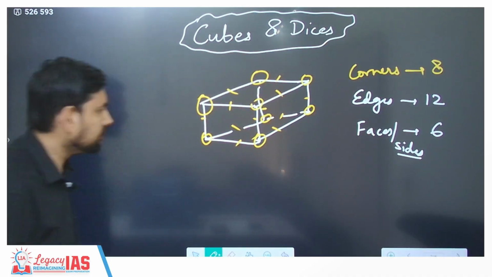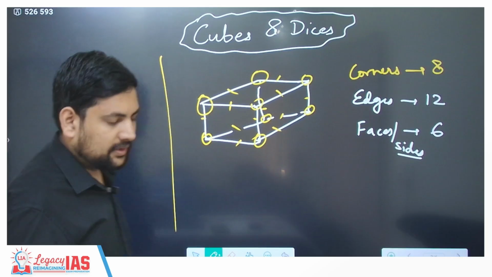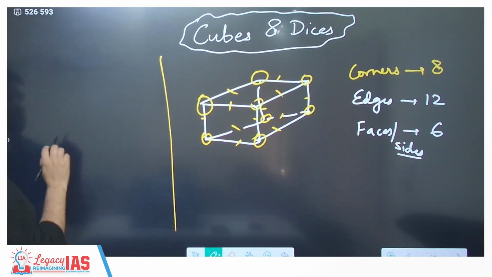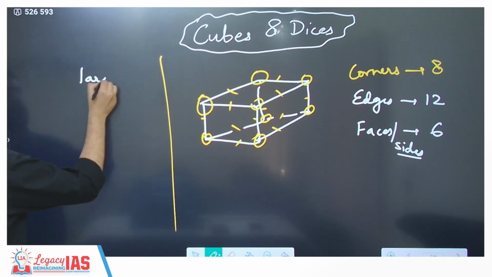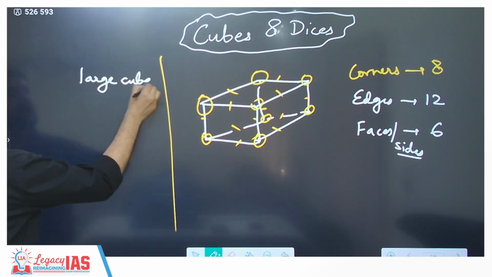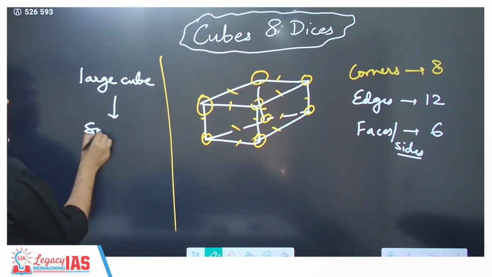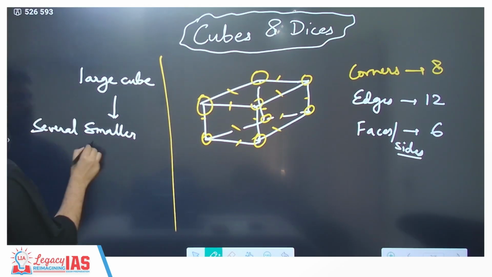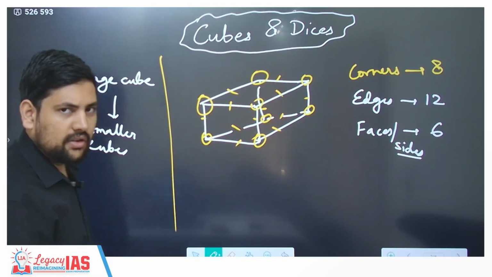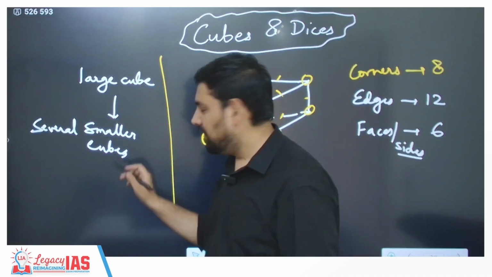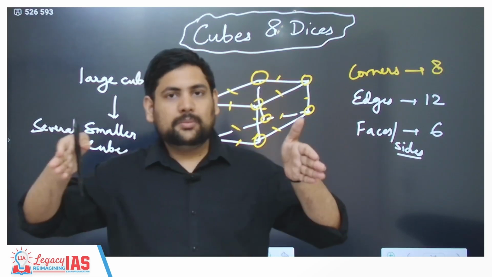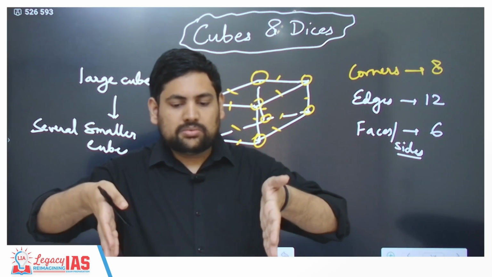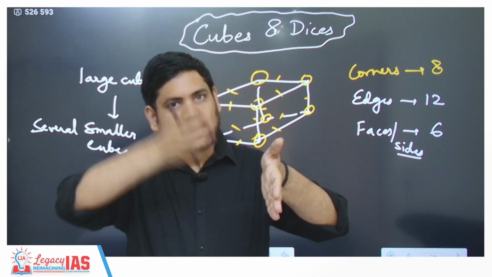Now, the questions that are asked from this chapter are of a very specific type. So basically what they do is they take a large cube and then they cut it into several smaller cubes. For example, they will take a cube that is 5 centimeter in length, 5 centimeter in breadth, 5 centimeter in height. That is a big cube, correct? And now they will cut this cube.